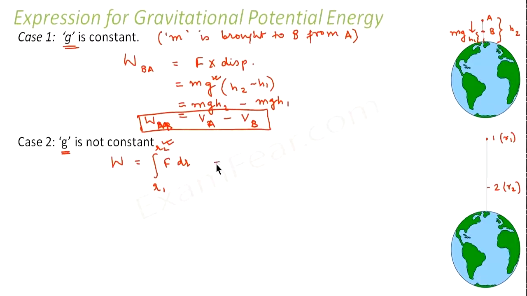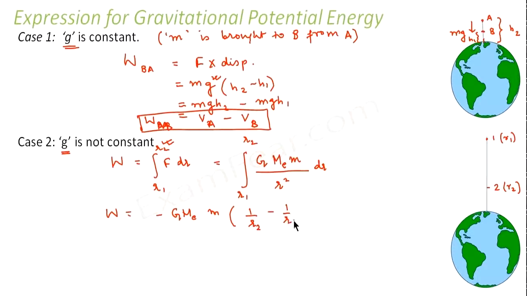So what would be F? F would be nothing but G m1 m2 by r square, where m1 would be the mass of the earth, m2 would be the mass of the object, divided by r square into dr, where dr will be changing from R1 to R2. So this would be equal to minus G me into m, 1 by R2 minus 1 by R1.